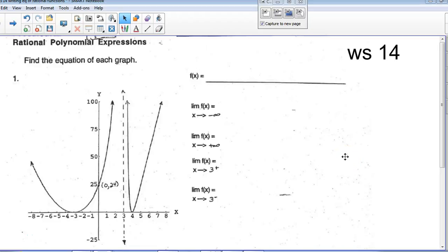Worksheet 14 talks about writing an equation for a rational function. We haven't done this before. It's an old worksheet, I apologize. It's an oldie but a goodie. Tell me what you think you can tell from the graph in terms of what might be a factor in the numerator or a factor in the denominator.